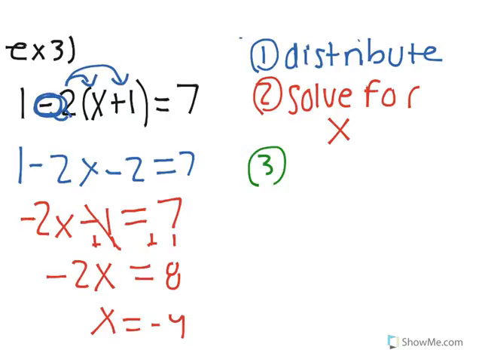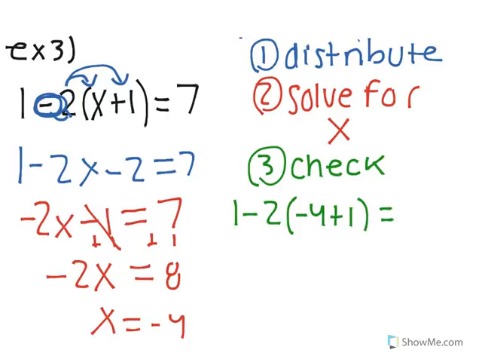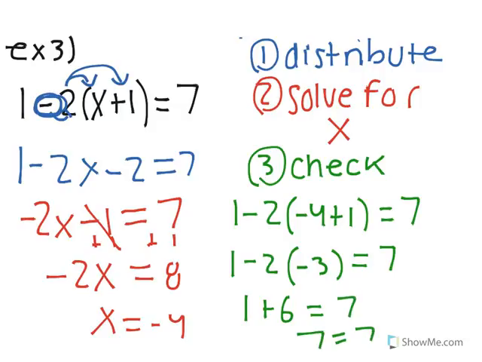And then we're going to check. So 1 minus 2 times negative 4, plus 1 is equal to 7. I just plugged in my x. So 1 minus 2 times negative 4 plus 1 is negative 3. Negative 3 times that negative 2 is just going to be a positive 6. So 1 plus 6 is equal to 7. 7 is equal to 7. Smiley face, or check, or star, or heart, whatever floats your boat for your check step. You just put it there to make sure that you did, after all, check.